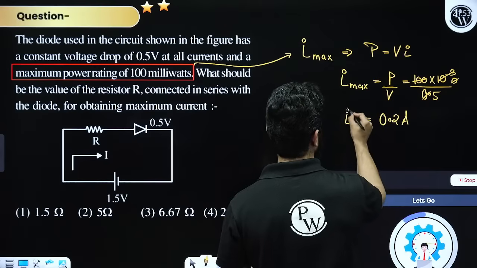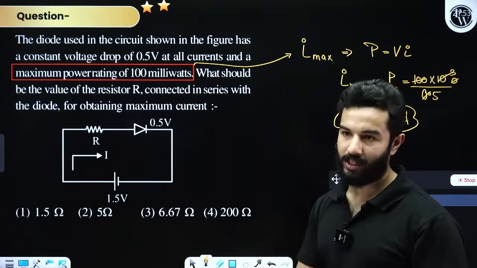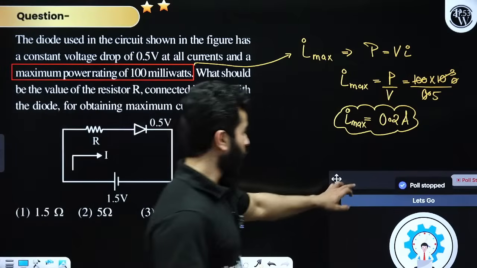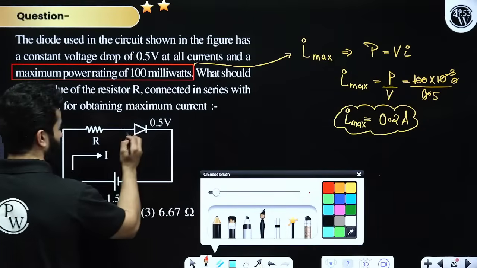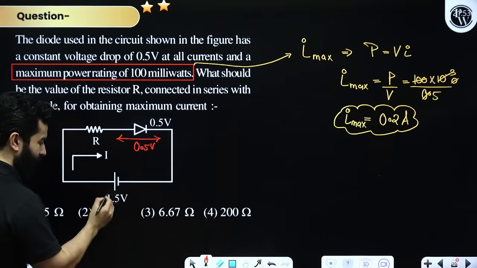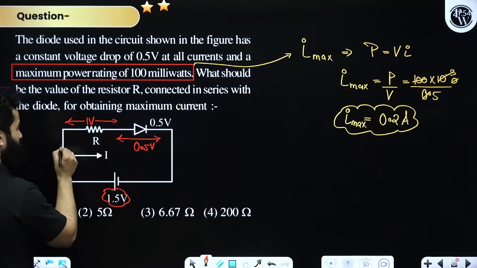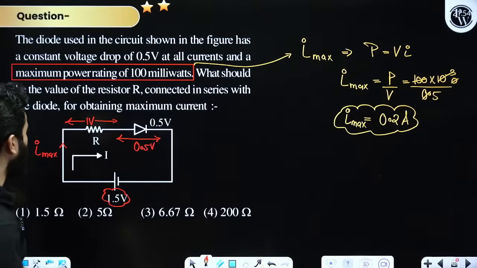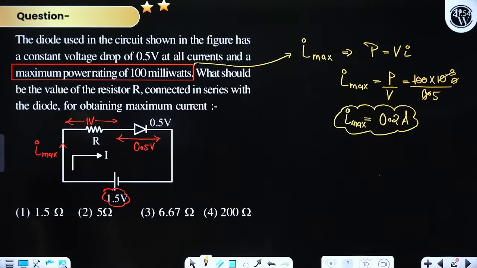So this should be the maximum current. Please understand, this is the maximum current that we can use in this circuit. Okay, 0.2 ampere. Now after this, they are saying that 0.5 volt has to be given to this diode. So that means the remaining 1 volt will be given to this. And now we also know the maximum value of current, that is 0.2. So now they are saying, what is the value of R?